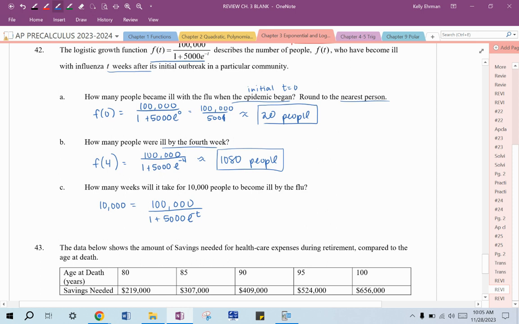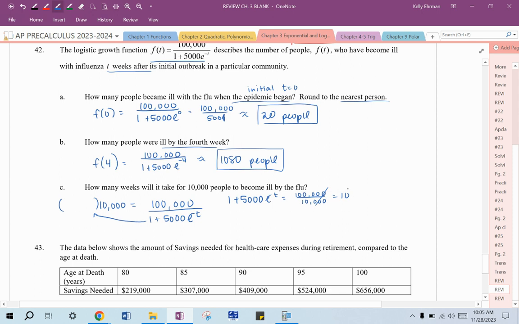So when we typed in 4, we were only at 1,000. So you might be going like 0 to 20 or something. I'm just going to solve algebraically. I'm going to multiply the denominator to this side, but then I'm going to turn around and divide by 10,000. So it should be 1 plus 5,000 e to the negative t is equal to 100,000 divided by 10,000, which is 100 divided by 10, which is 10.